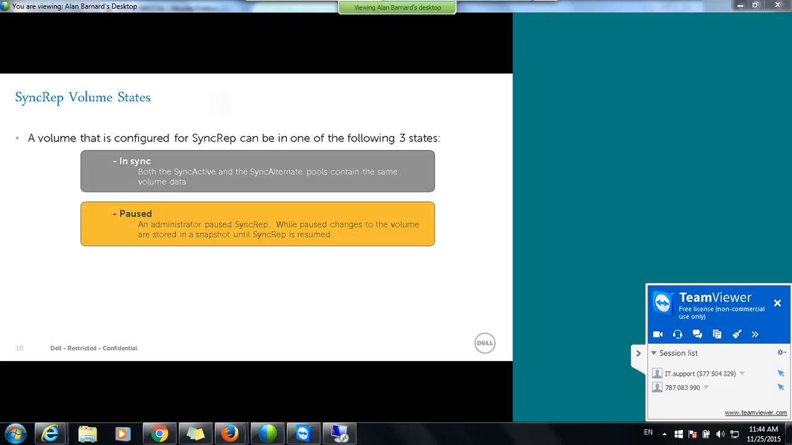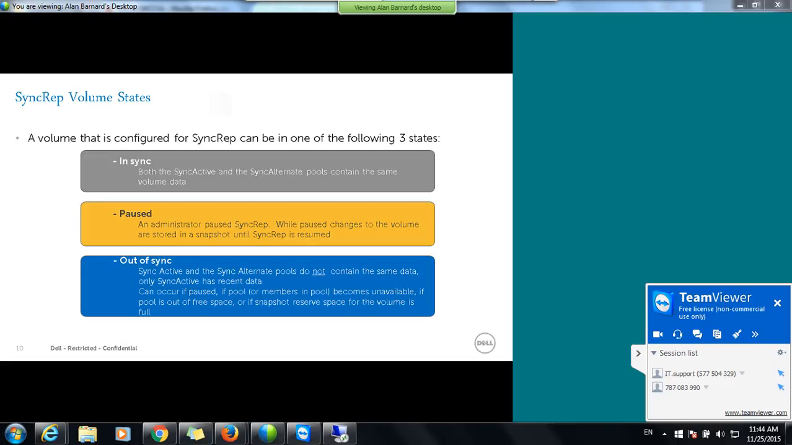Paused, okay? So changes to the volume are stored in the snapshot until sync rep is resumed. That is why I'm saying 5% is a minimum. So if you have a very limited amount of snapshot reserve, you cannot hold the information while sync rep is paused. Then this is the worst: it is out of sync.